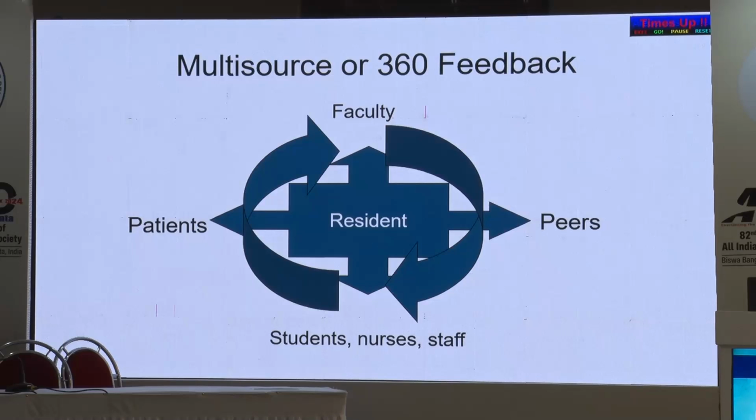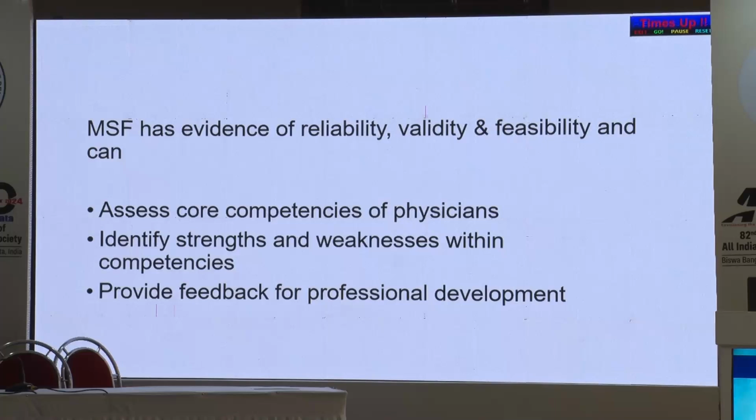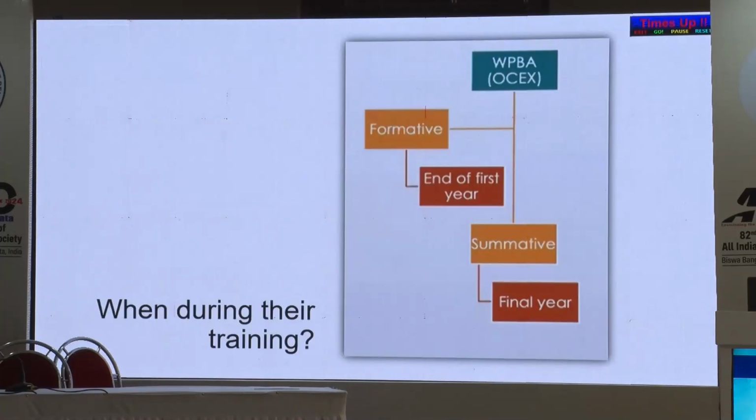I'm going to pass this on because we've just had a long talk about 360 feedback. This again looks at identifying competencies, strengths and weaknesses, and it is supposed to look at professional development. So whenever there's a 360-degree feedback, it is important for us not to get personal about it. So that is something I think we need to remember.